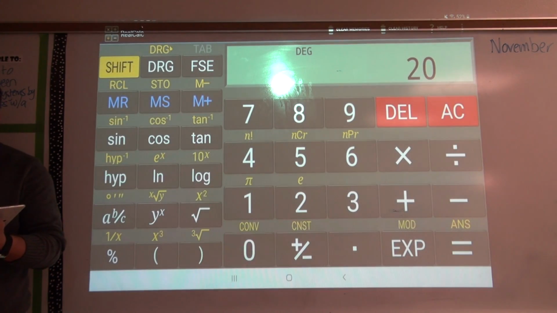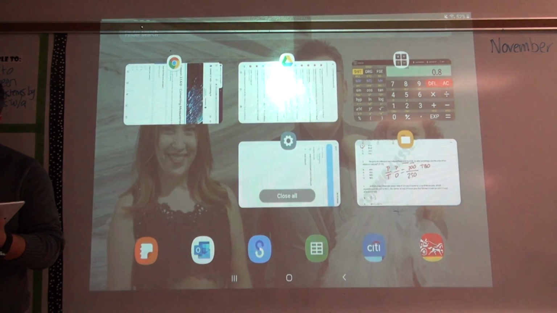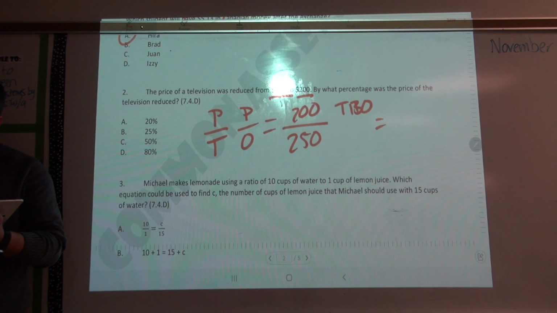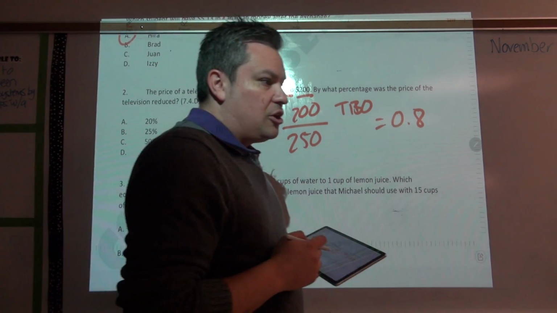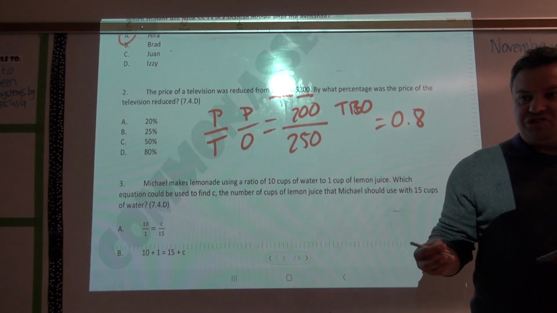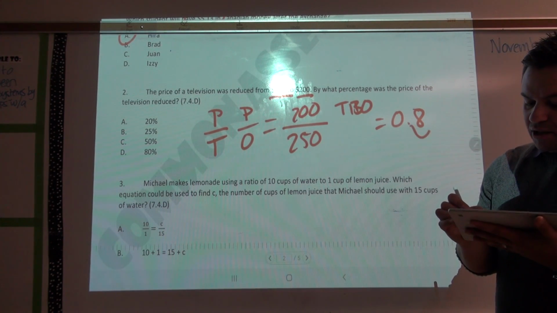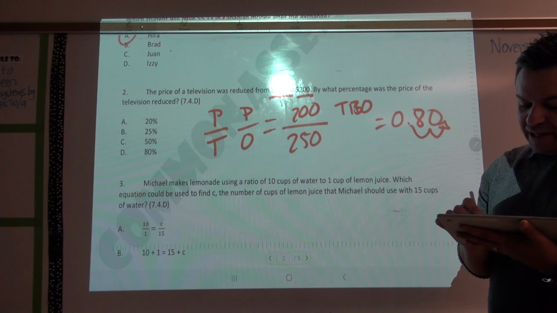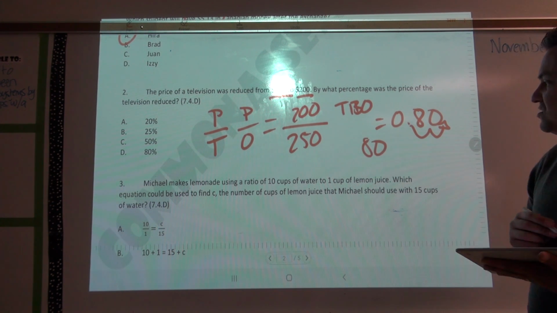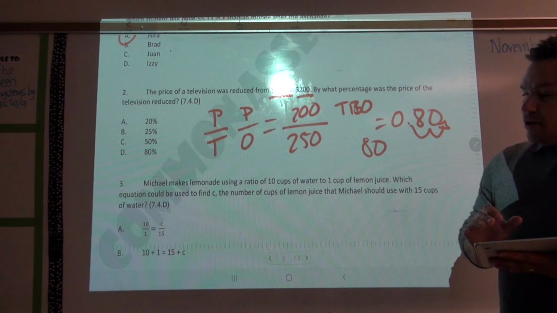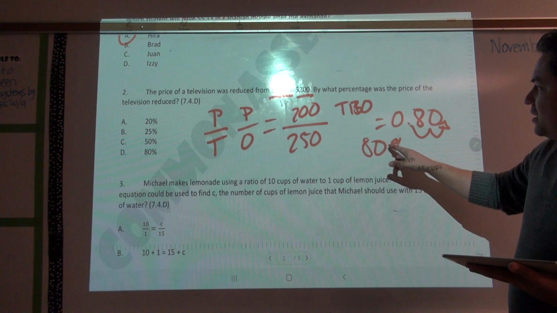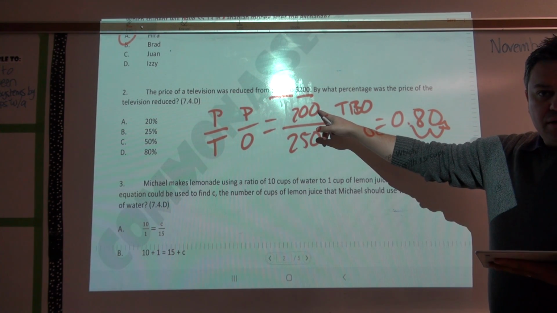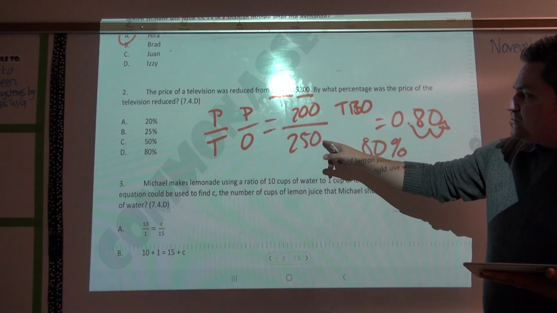So 200 divided by 250 gives you 0.8. When you divide it, you get 0.8. Now, after you find that, you have to convert that into a percent. You move the decimal twice to the right, so that's 80%. But the last step was to take it away from 100. Because right now, the 80% is the 200. That's 80% of 250.